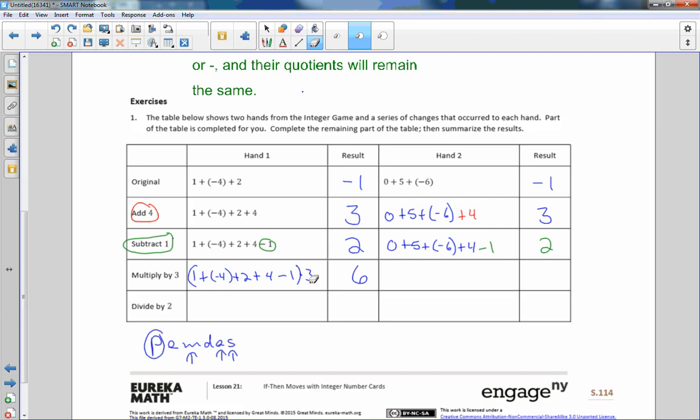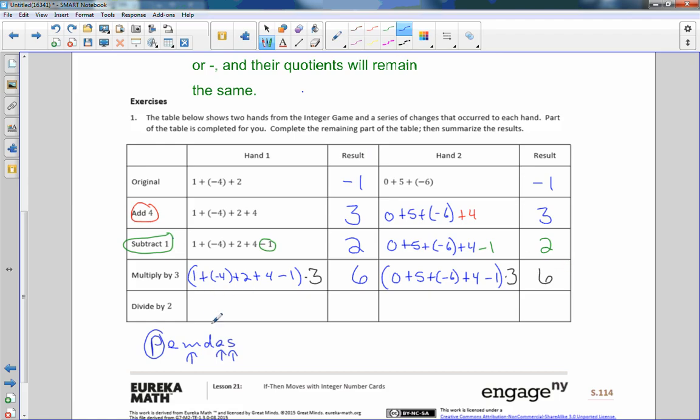Okay, and let me change the color of that 3 to show that was our operation this time. Let's use black here. Multiplying by 3. All right, so I'm going to do the same over here. So I need parentheses, 0 plus 5 plus negative 6 plus 4 minus 1, close the parentheses, times 3, and that is also 6.